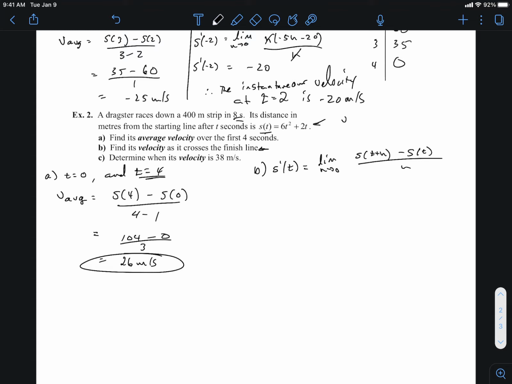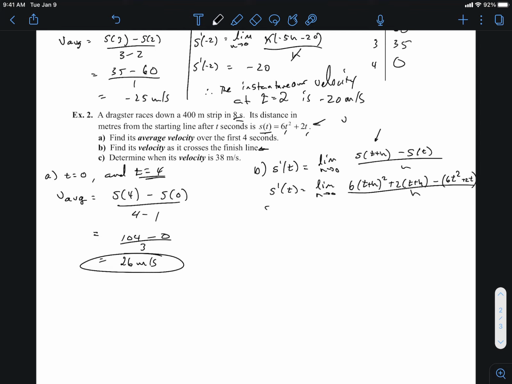Okay, so let's plug some stuff in there. T plus h, we're going to write that out. So s prime of t is going to equal the limit as h approaches 0. Let's figure this out. We're going to take the function, and everywhere I see a t, I'm going to replace it with a t plus h, okay? So we're going to say 6 times (t plus h) squared plus 2 times (t plus h). And then I need to minus off 6t squared plus 2t. And then all needs to be divided by h.